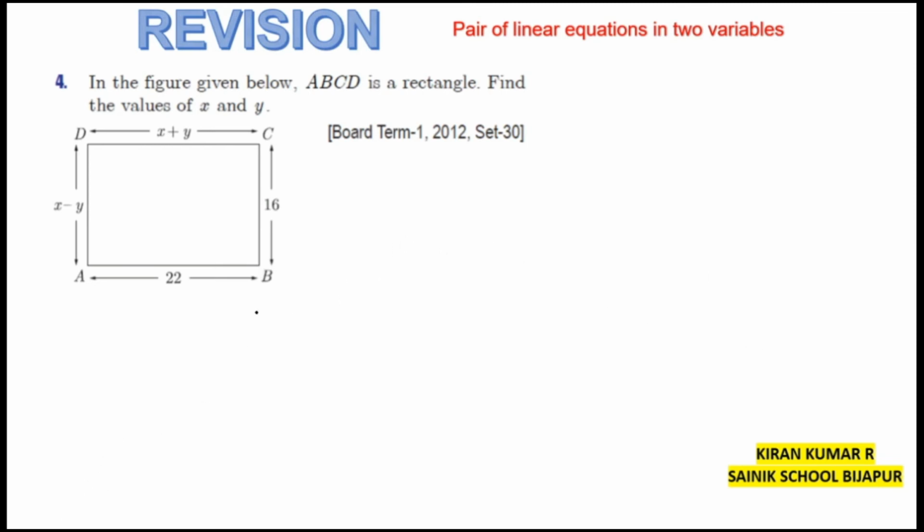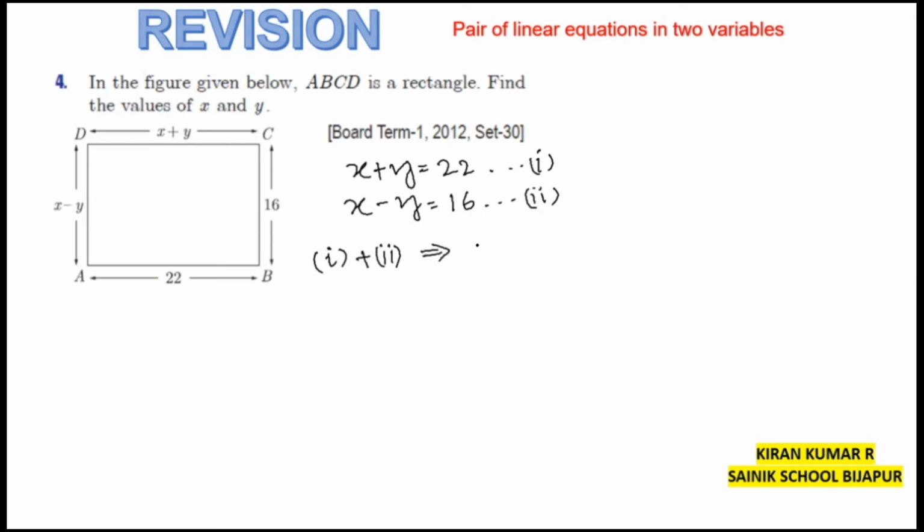So the equations are x plus y equal to 22. Let me call this as equation 1. And x minus y equal to 16. Let me call this as equation 2. If you do addition of these two equations, we'll be getting 2x equal to 38 because y gets cancelled. Therefore, the value of x is 19.